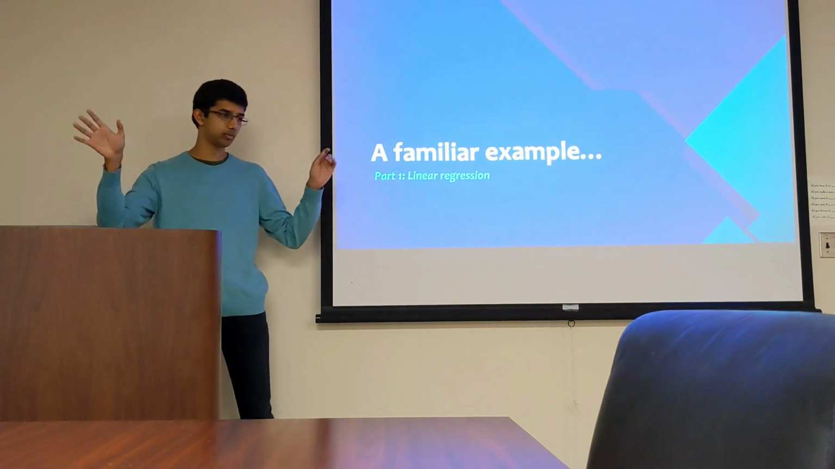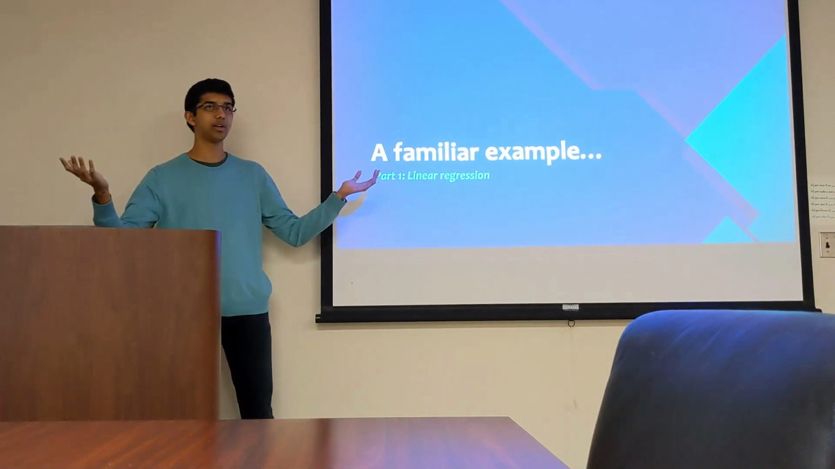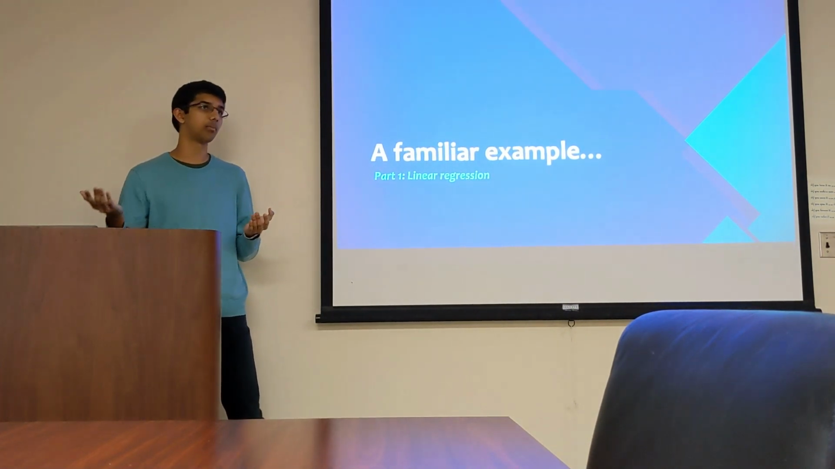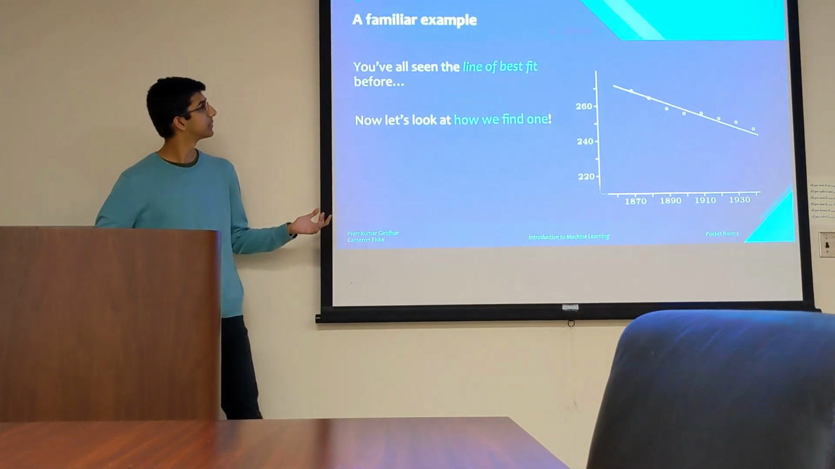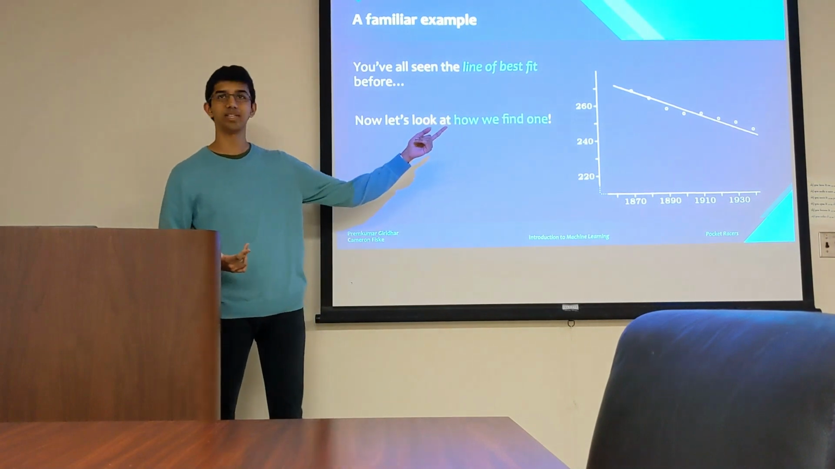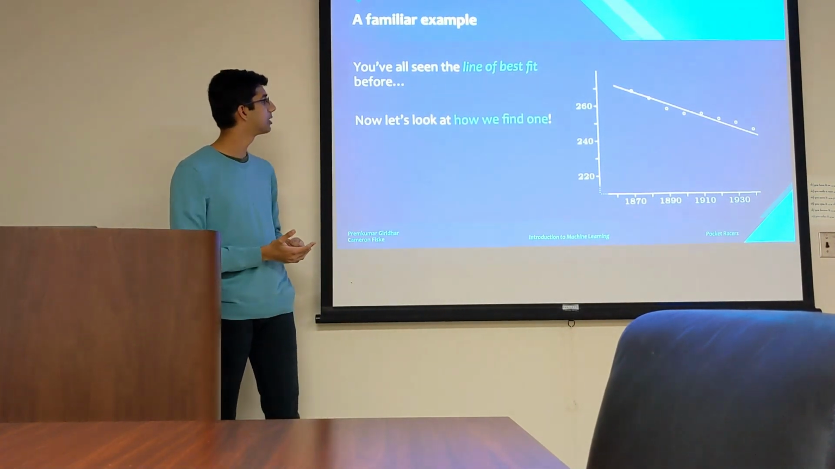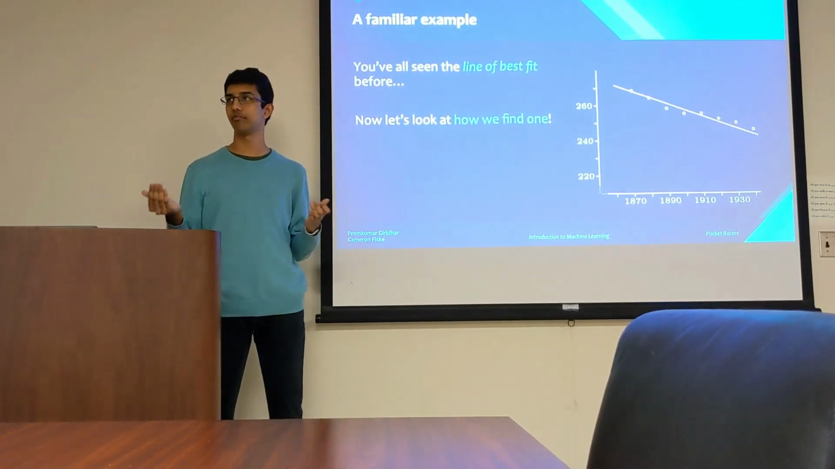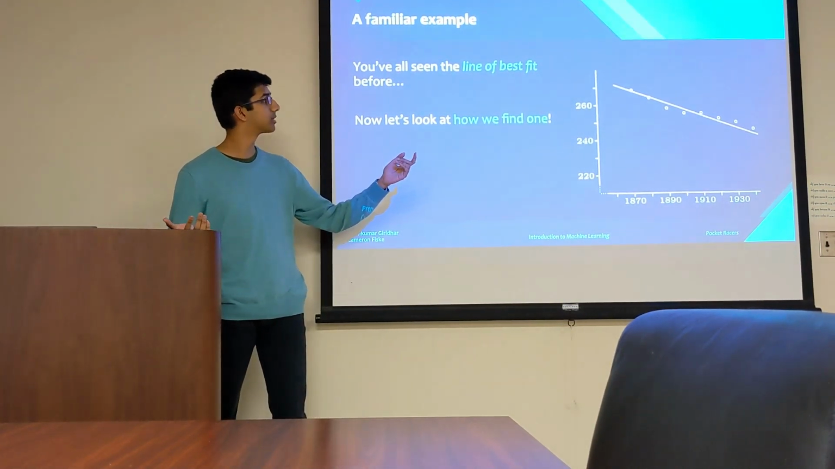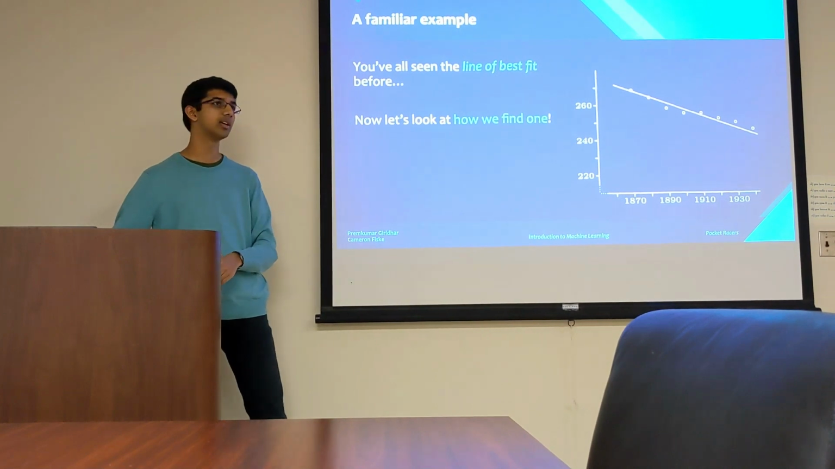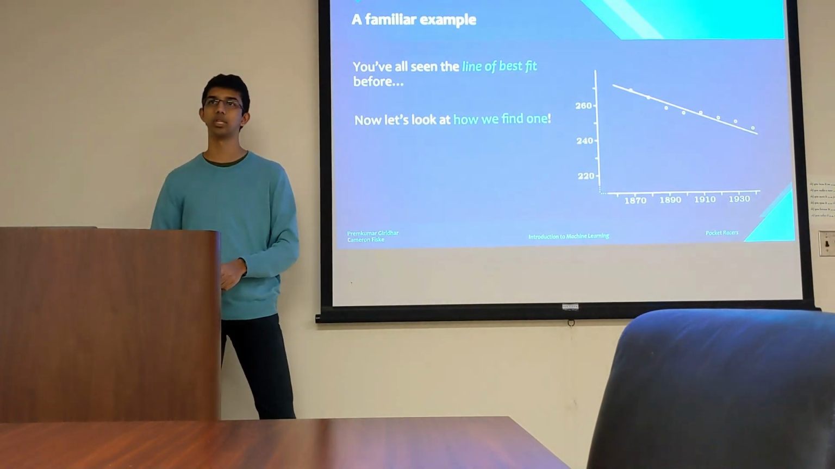So we'll start by talking about the most basic example, something you've all probably seen before in a math class. It's linear regression. So this is a line of best fit. All of you, I'm sure, have seen this before, but you probably aren't familiar with, or are a bit fuzzy on, the process by which we actually find one. So we're going to talk about that. It's actually just the simplest form of machine learning.